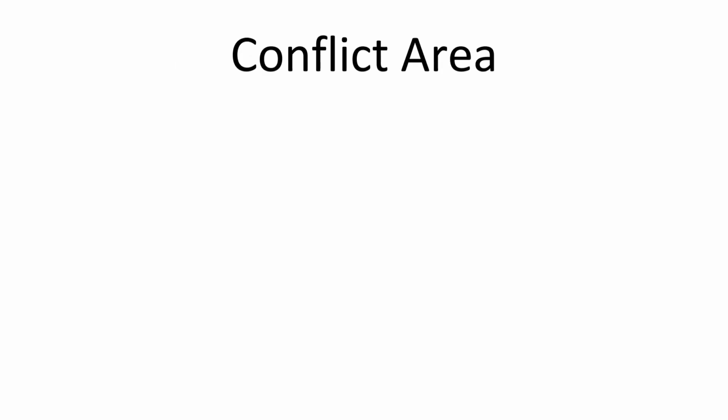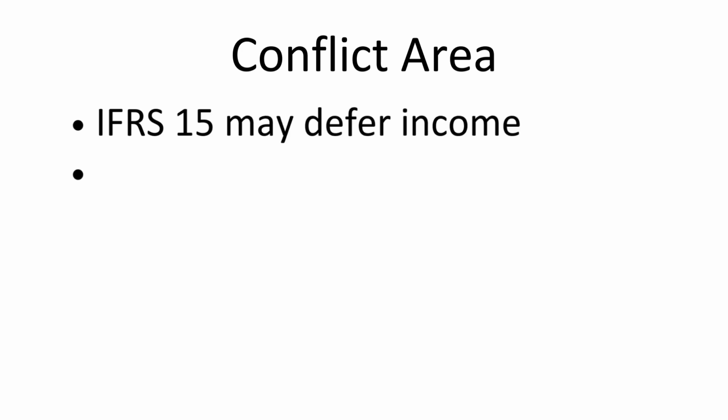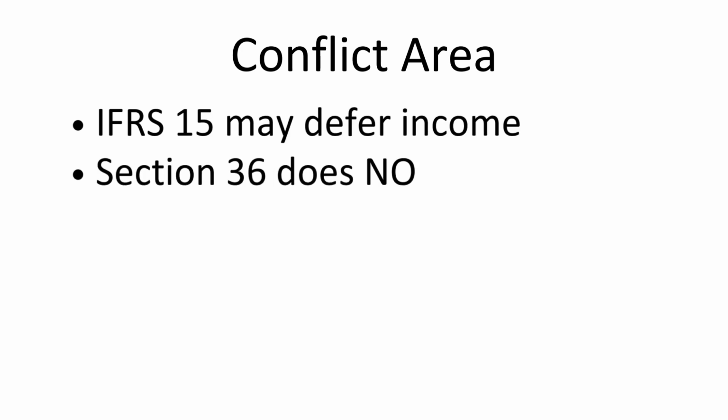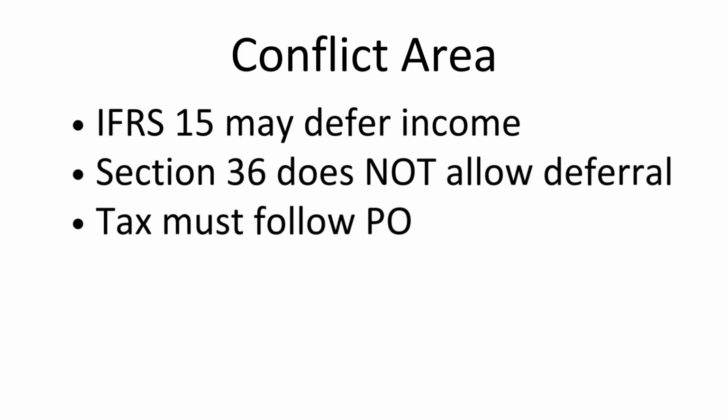Here lies the core conflict. IFRS 15 may allow revenue deferral, but Section 36 does not permit such deferral if the contract spans more than one tax year. The tax law requires income to be recognized based on actual progress of the project. As a result, income may be taxable even when accounting profit is low or even negative. This difference is purely a timing issue, but it has serious tax implications.